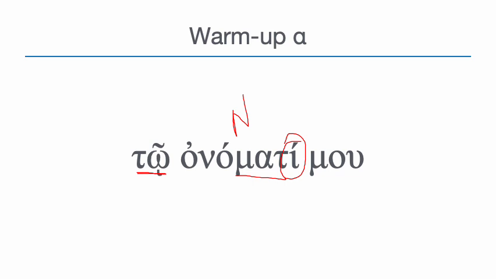Okay, or with the name, but we still have the genitive. This is the head noun. To anamati is the head noun. Mu is a genitive first person pronoun. A genitive singular, first person pronoun, mu. Okay, so that means my. So this is modifying anamati, so it is with my name or to my name.